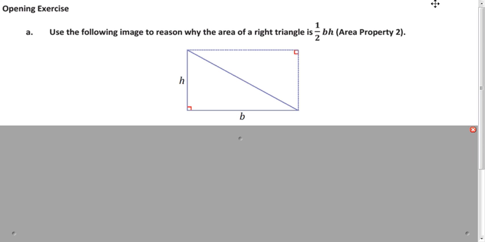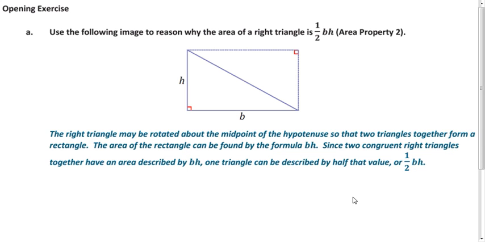As a little warm-up, I'd like you to use what you know about the area of rectangles to deduce why the area of a right triangle is 1/2 the base times the height. Try that and I'll show you my solution. Well, you know that if you did a rotation, you'd have two right triangles that would form a rectangle. And so it would be half of the area. You know the area is base times height for a rectangle, so take half of that, 1/2 base times height.